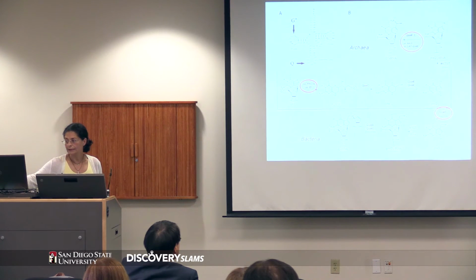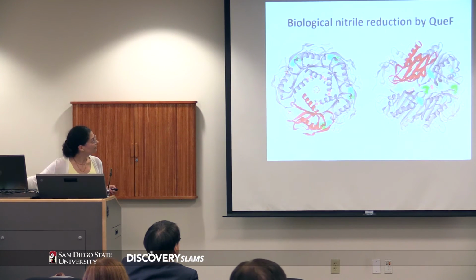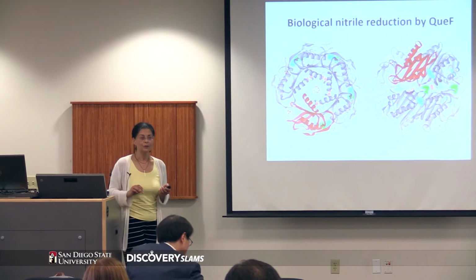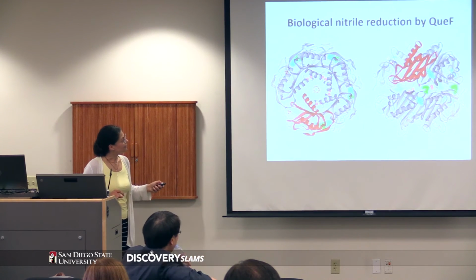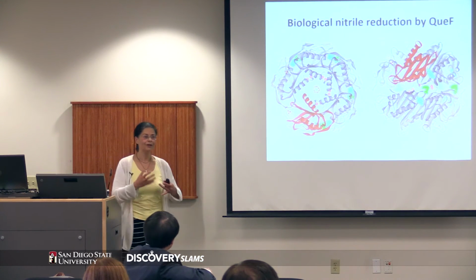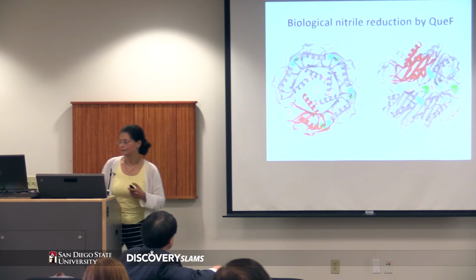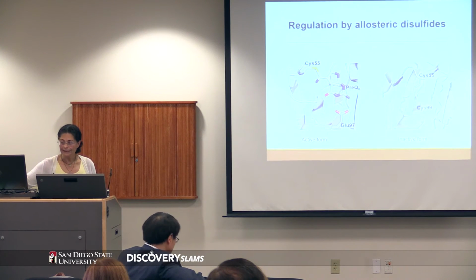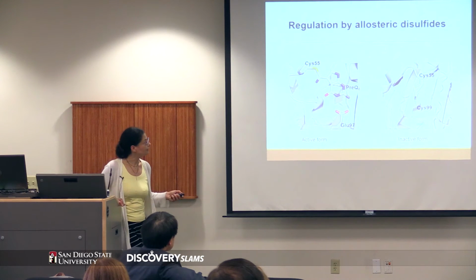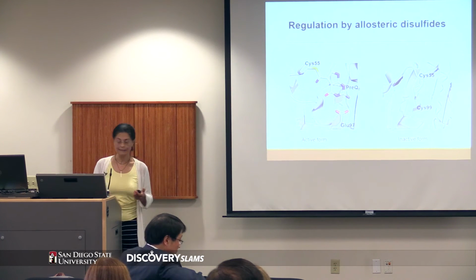Okay, forgot about that. So QF turned out to be the only nitrile reductase known in biology. It looks like this. We call it a tunnel fold, and it has 10 subunits. These ribbons you see are basically just a rendering of the alpha carbon chain of this molecule. Turned out that this molecule is regulated by disulfide formation because it's highly redox sensitive. It's a redox enzyme itself.